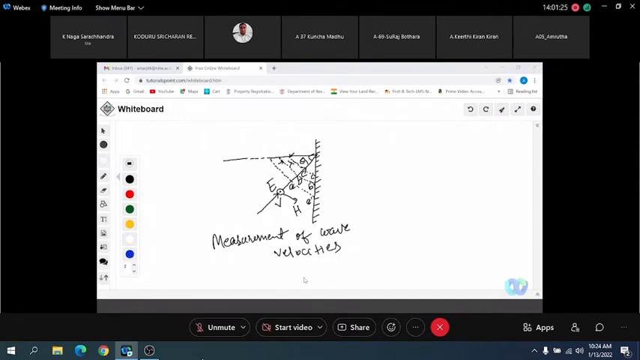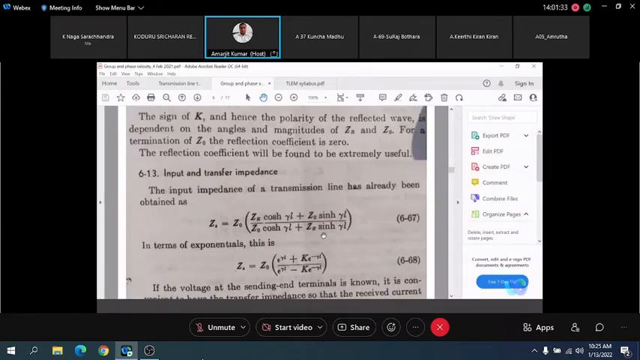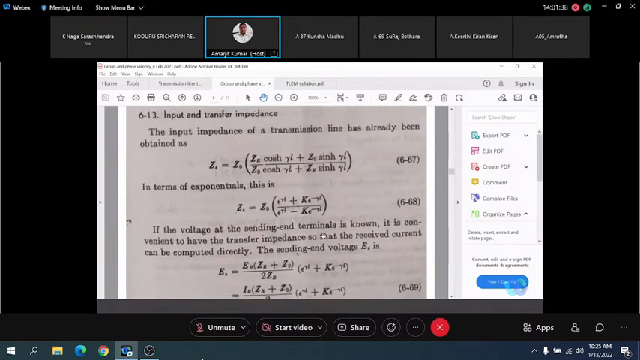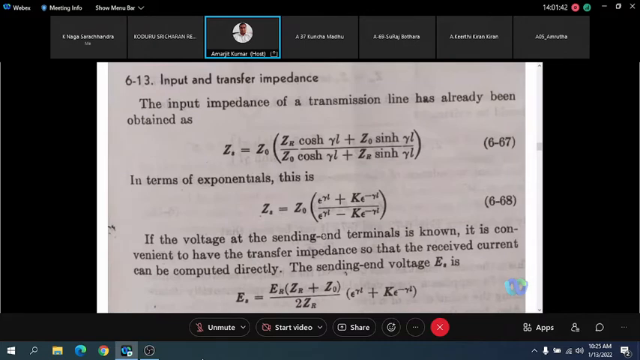Okay, so next, 8.686, you can check it. So next we have the reflection coefficient. We have already discussed this reflection coefficient. So input and transfer impedance. Input impedance we have already done.